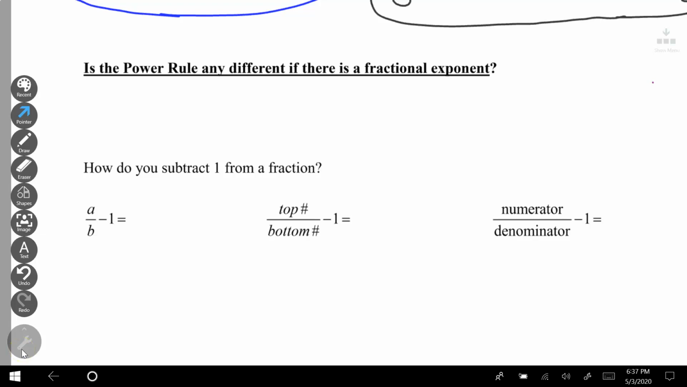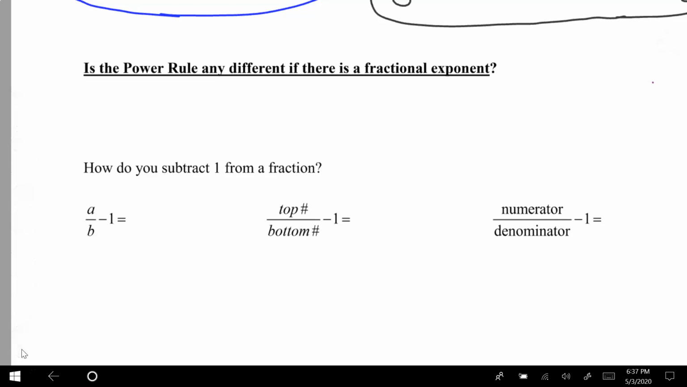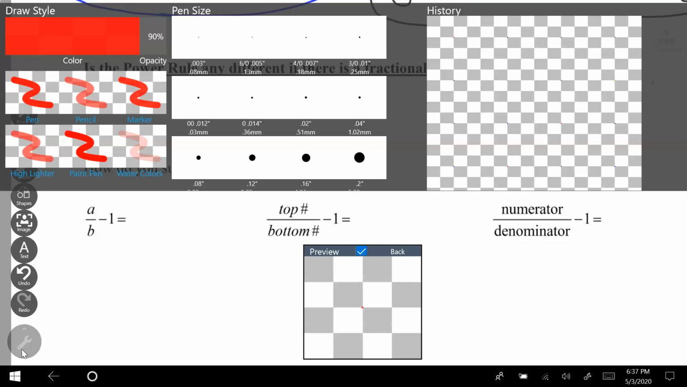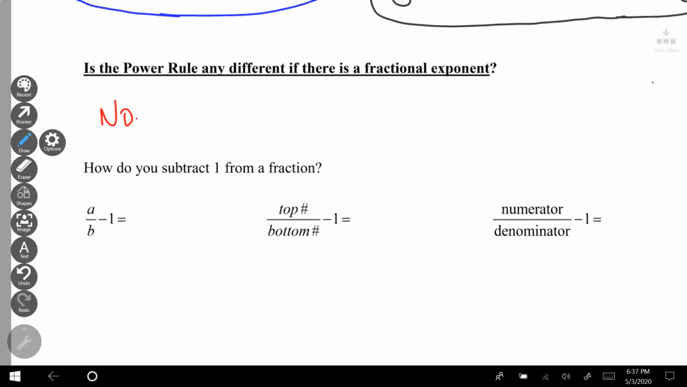So what happens if we have a fraction for our exponent? A power function does not have to have a whole number or an integer as an exponent. It could be a fraction. Does anything change? No. It's the same rule. Nothing has changed.